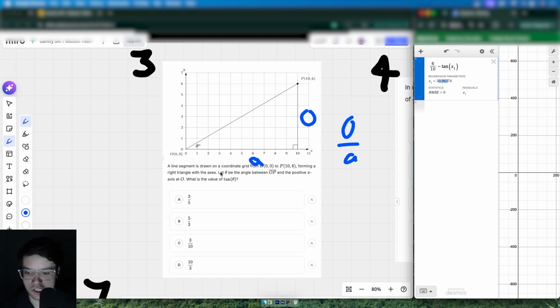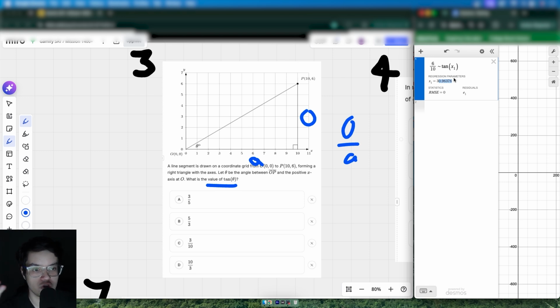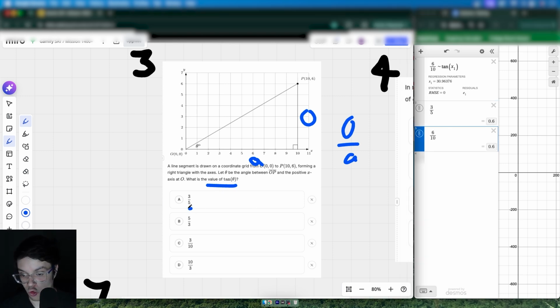30.96376. But you may have noticed here that it literally just says what is the value of tangent. So we actually did not even need to find the angle measurement. I just did that for you so you could see how it would work. All we actually need here is the 6 divided by 10 part, because that is what the tangent would be equal to, 6 divided by 10. So out of these choices, we're just going to see which one is equal to 6 divided by 10. It would just be 3 divided by 5. Yes, that is equal to 6 divided by 10. Both are equal to 0.6. So therefore, A would be the answer here.